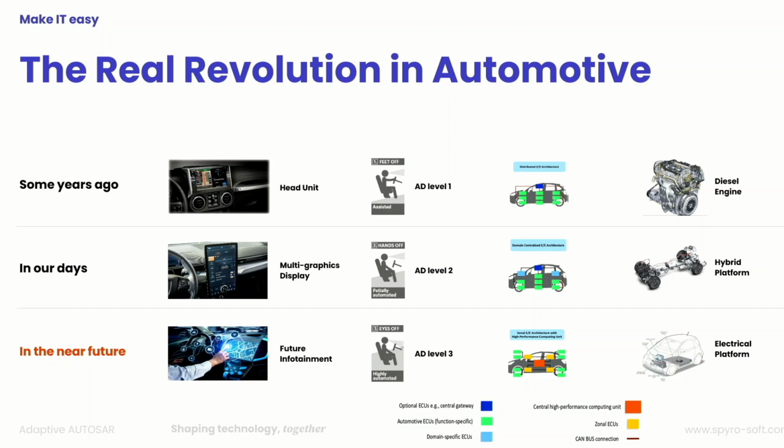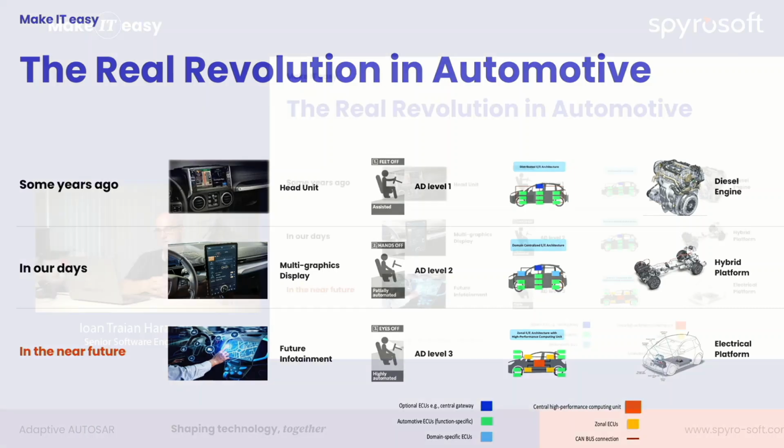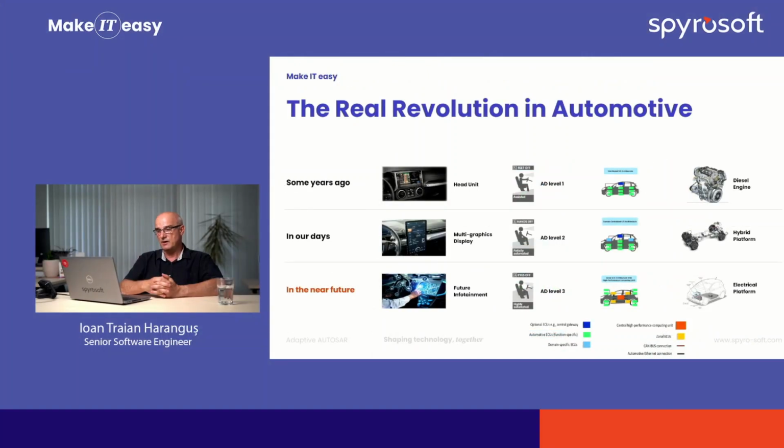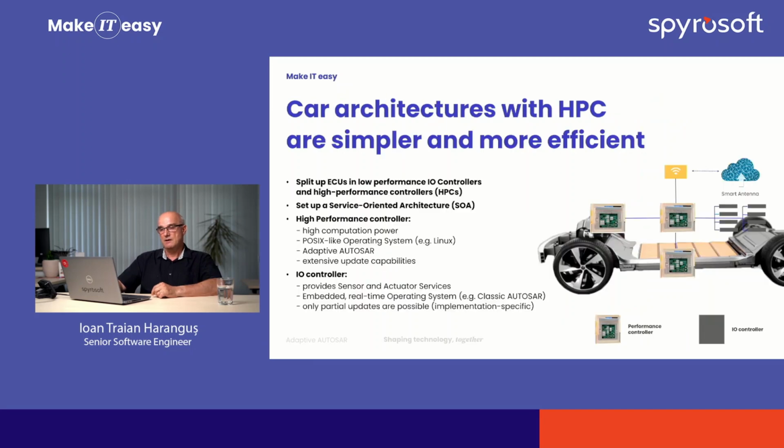And of course, the car architecture will evolve from a distributed system to a zonal architecture, where a central high-performance controller could be used, and also some domain controllers could be installed, as seen in this column of the architecture. And of course, the engine of our car could evolve from a diesel engine to a hybrid platform, and then to an electrical platform. Okay? And then the car architectures will evolve to the usage of high-performance controllers, which become simpler and more efficient.